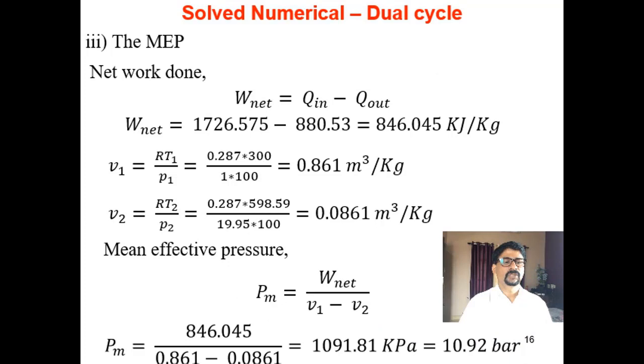Now coming to the mean effective pressure. So let us find out W net first. So W net is Q in minus Q out. So substitute for Q in and Q out, you will get it as 846.045 kilojoules per kg.